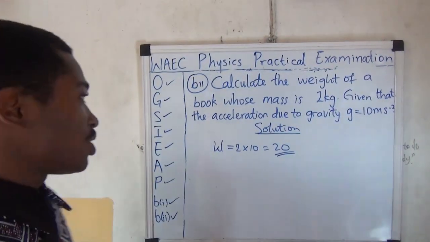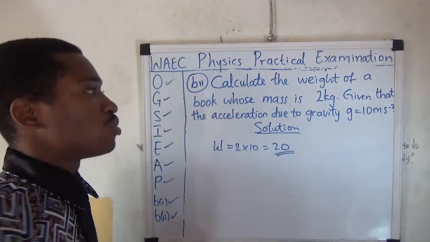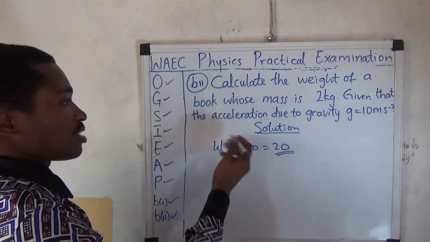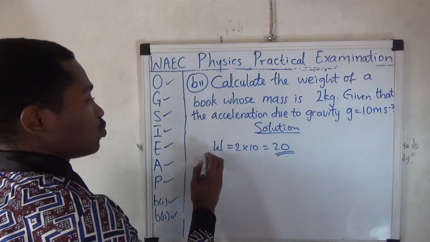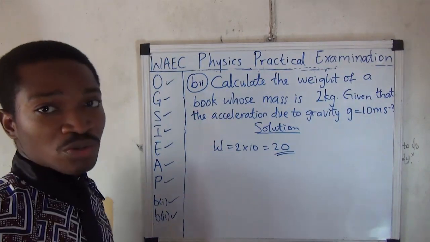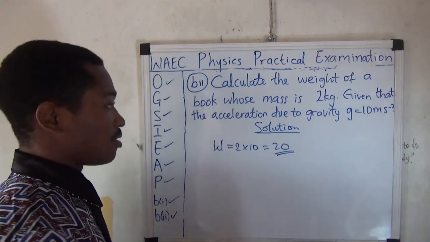Let us assume that the question asks you to calculate the weight of a book whose mass is 2 kg, given that the acceleration due to gravity g is 10 meters per second squared. And you proceeded to write just weight is equal to 2 multiplied by 10, which is equal to 20. That would be very, very wrong.